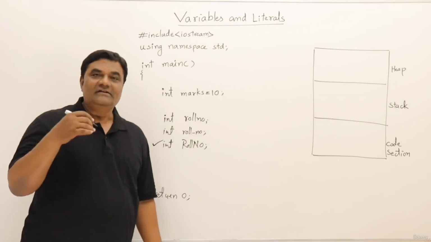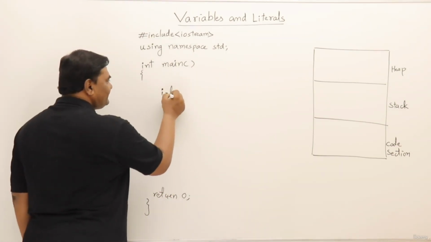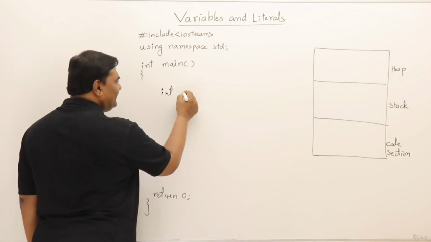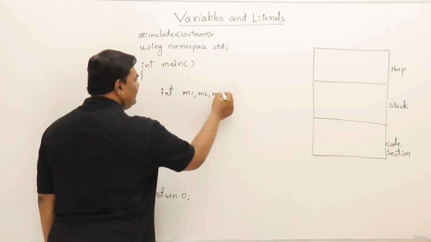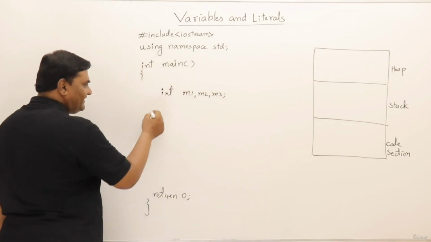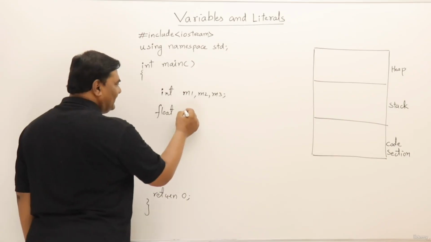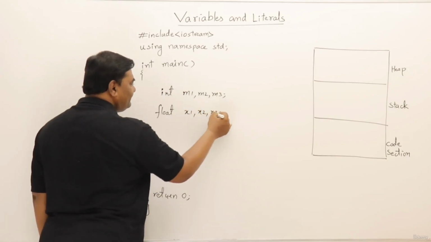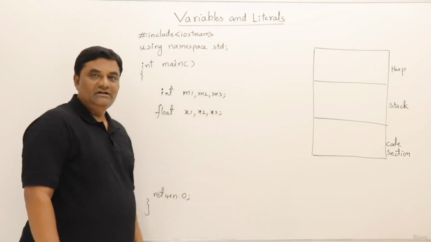Now let us look at declaration. When we declare a variable, it should have its data type, and if I am declaring multiple variables, I can declare multiple variables together: m1, m2, m3. These are three variables I can declare at once. And if the data type is float, I should write float, and I can declare multiple variables for any data type. So multiple declarations are also allowed.